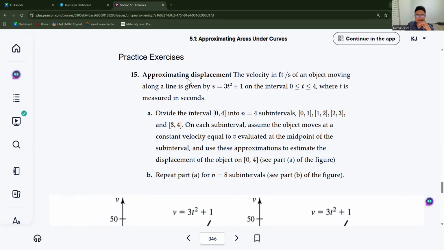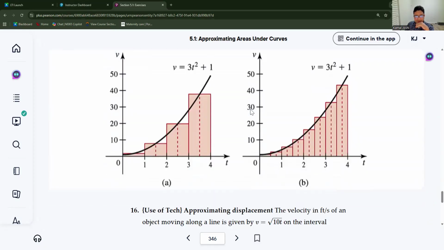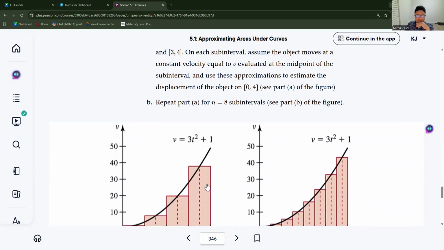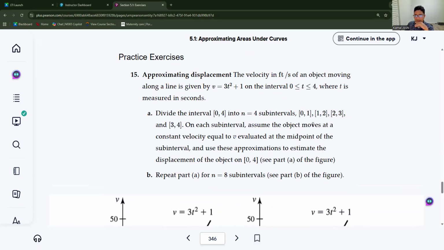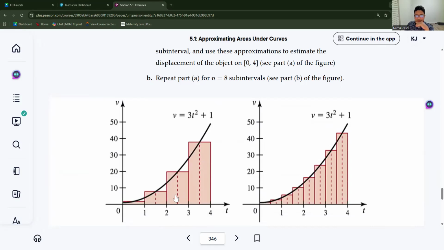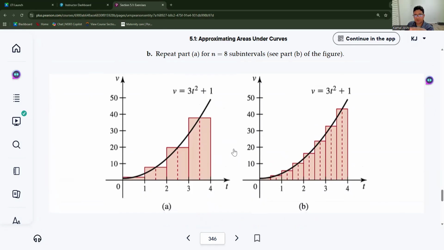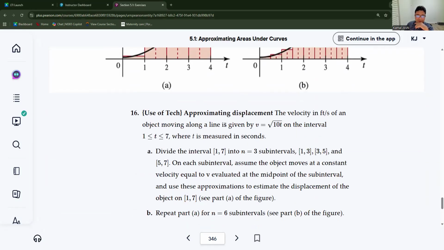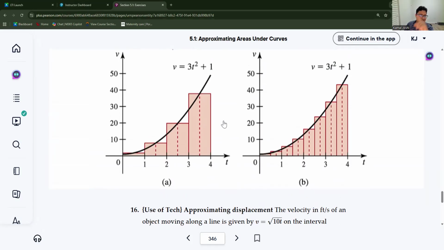Approximating displacement, where velocity is given by 3t squared plus 1. That formula graph is given, divide into subintervals and in each interval. So this will require us to construct a table and do it. I am taking a lot of time making these videos, so I'm going to make another video.